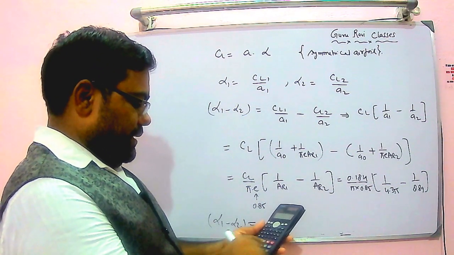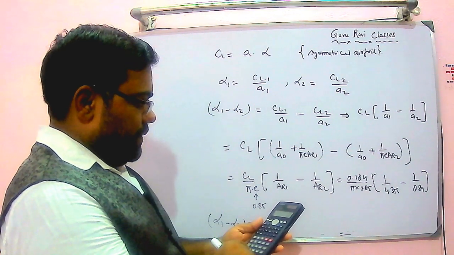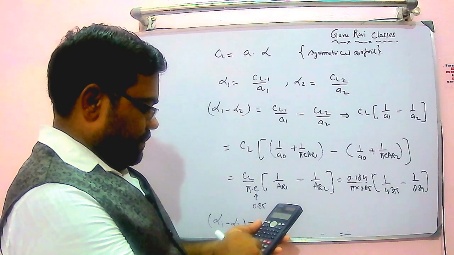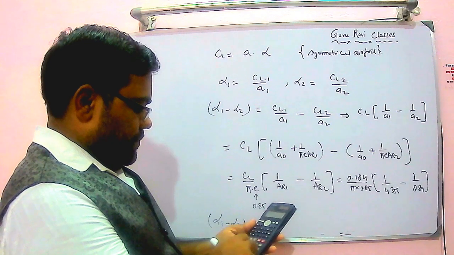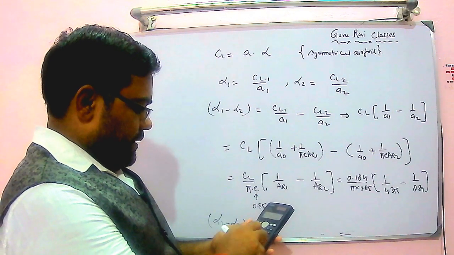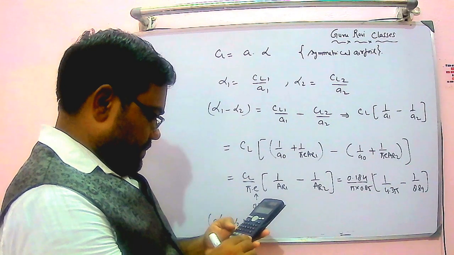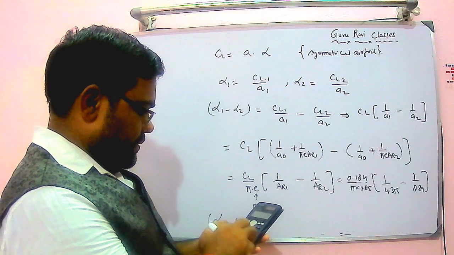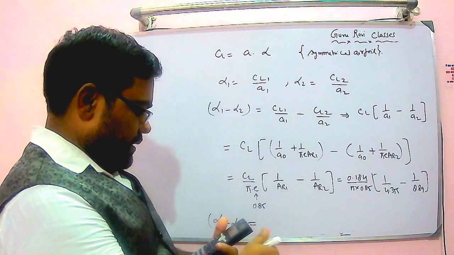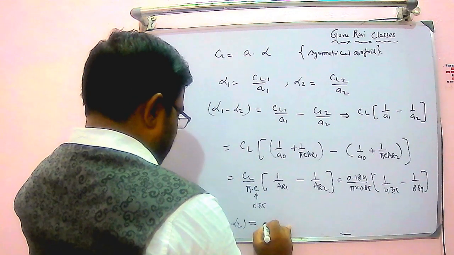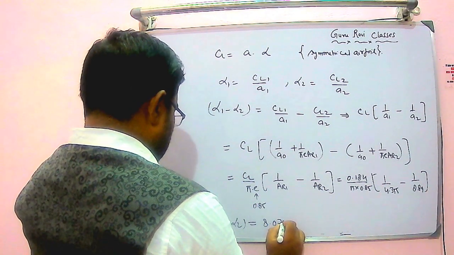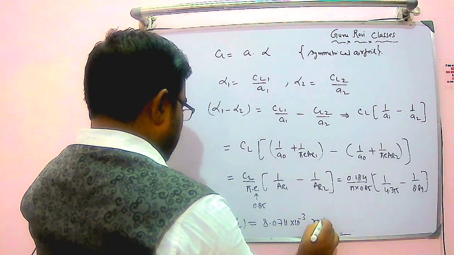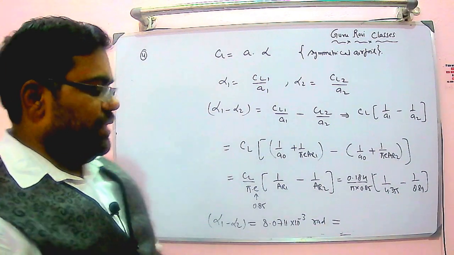So I will say 1 divided by 4.355 minus 1 divided by 8.89, into 0.184 divided by pi into 0.85. So this I got around 8.0711 into 10 to the power minus 3 radian, if I am putting E equal to 0.85.